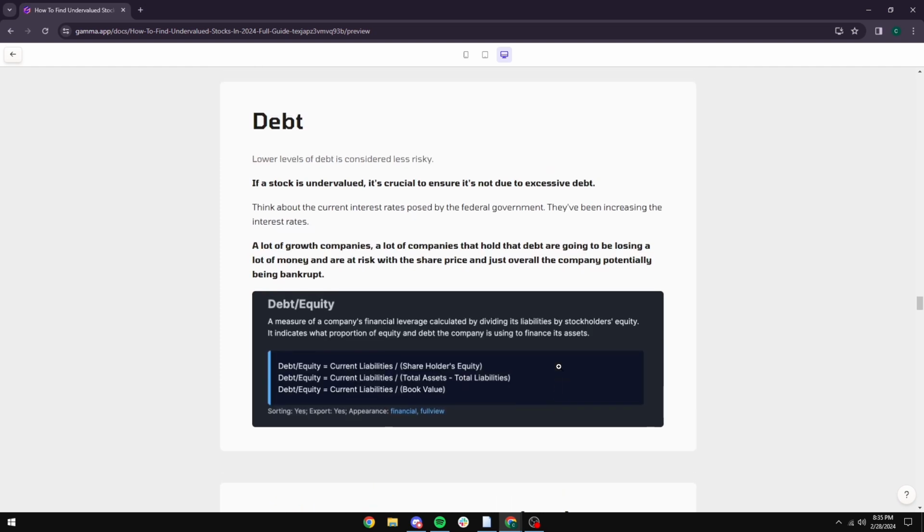Debt. Lower levels of debt are considered less risky. Seems fairly intuitive. If a stock is undervalued, it's crucial to ensure it's not due to excessive debt. Think about the current interest rates set by the federal government. They've been increasing the interest rates. That has left a lot of growth companies that have a massive amount of debt at risk of even bankruptcy and ultimately a decrease in their share price.